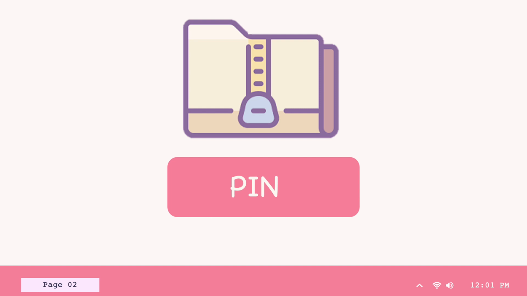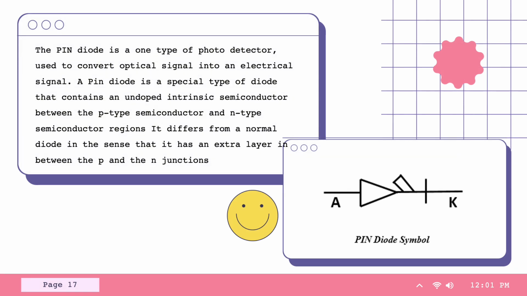We also have the PIN diode. The PIN diode is one type of photodetector used to convert optical signals into an electric signal. The PIN region comprises three regions: the P region, I region, and the N region.